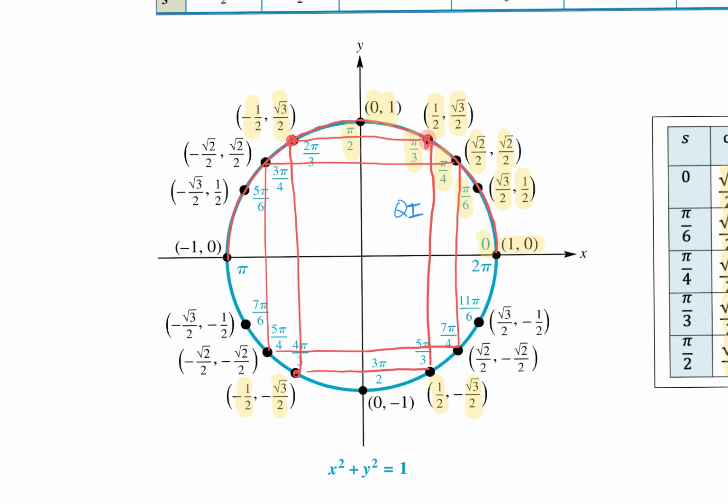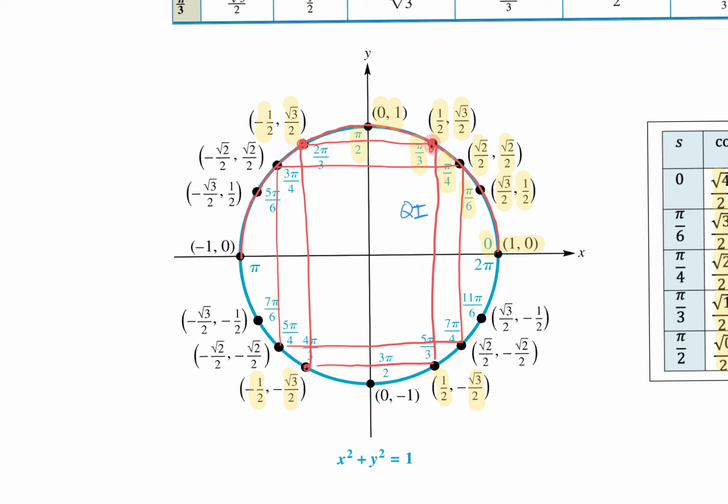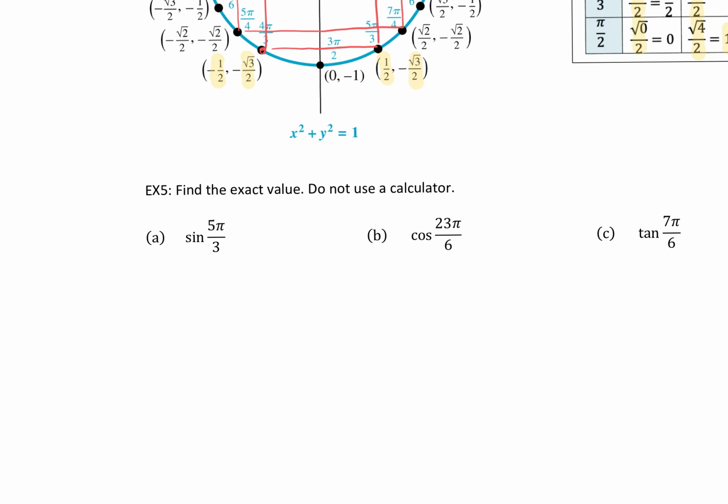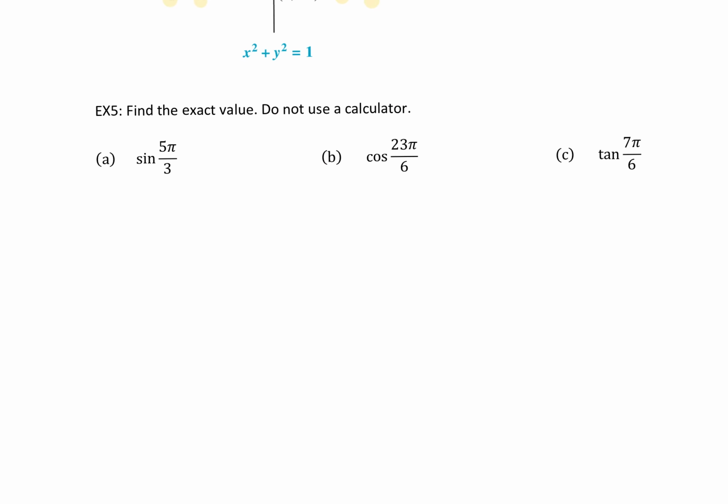The first question on exam 1 would be for you to fill in this unit circle with the values of the radians along with the points that they correspond to. So we'll use that circle and we'll find exact values, but here we do not want to use a calculator.